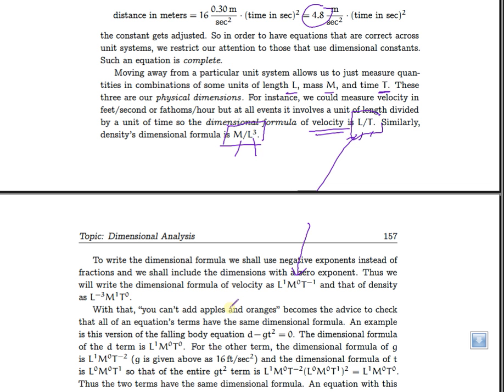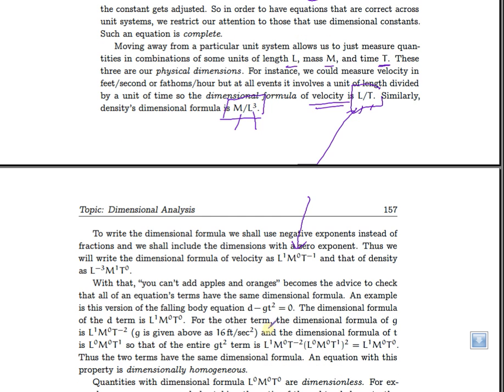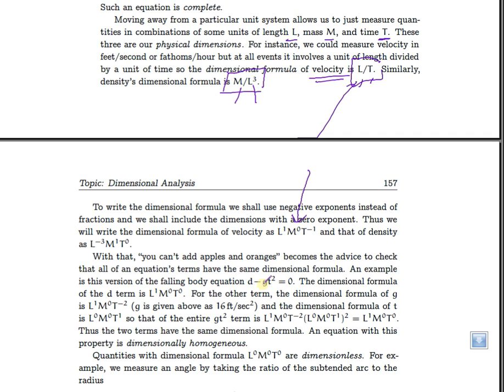Now, if I have a physical equation like d equals g t squared, actually this should be 1/2 g, but it's not a big deal. I can move everything over to the left-hand side. So for the equation to be consistent, I'd better have the same dimensional formula for every term in the equation. So the dimensional formula of d is L to the first, M to the 0, T to the 0. I'd better have the same dimensional formula for g t squared. And in fact, you can work it out that it does have the same dimensional formula.